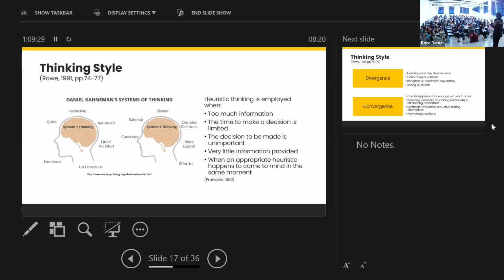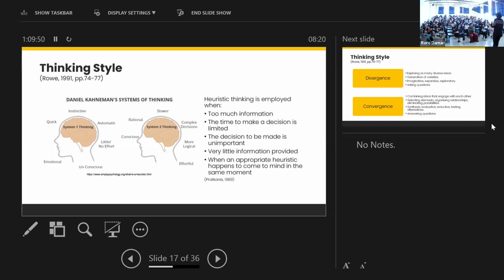sometimes akhirnya you jump to, okay, let's do this one. Ya udah gini aja lah. Yang kata-kata ya udah gini aja lah, itu akhirnya pada saat itu heuristic thinkingnya yang jalan. Ya. Okay. The time to make a decision is very limited, like what I mentioned, like the Crazy 8 part.